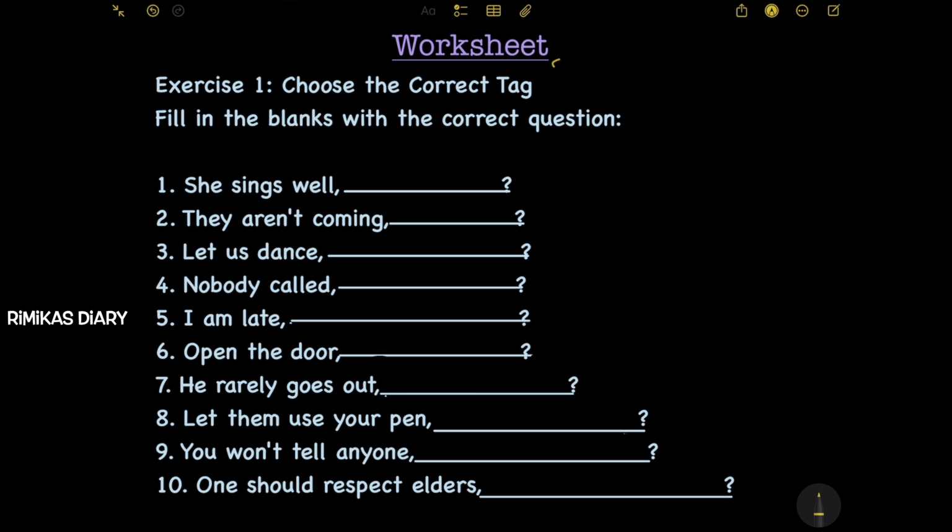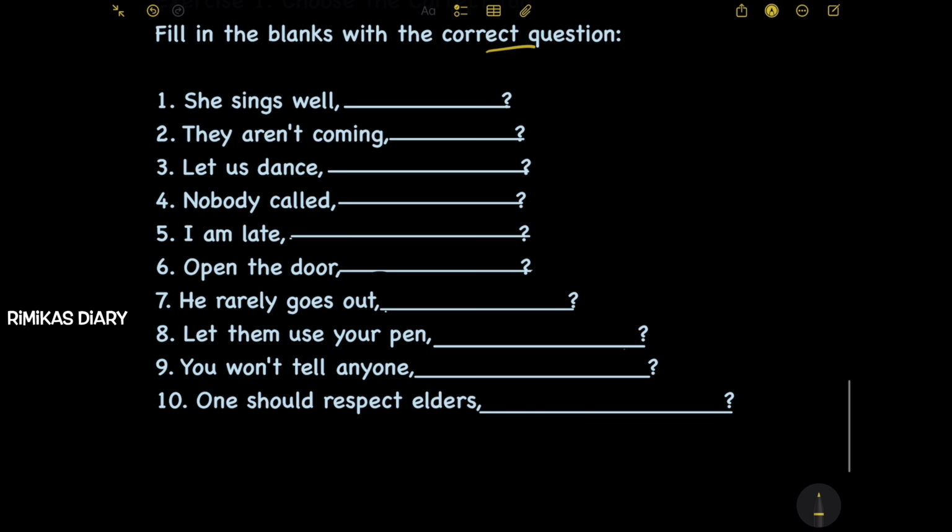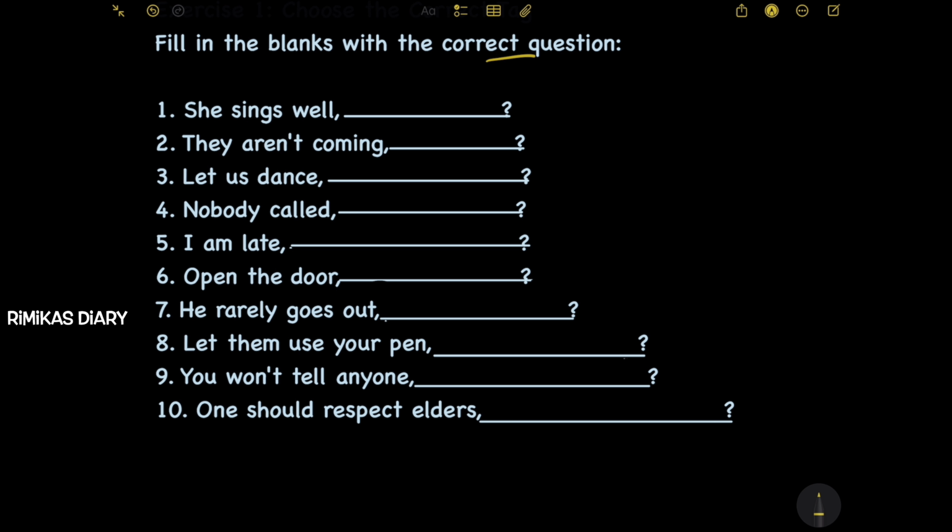Now let's see the worksheet. Exercise 1, choose the correct tag. Fill in the blanks with the correct question tag. She sings well, doesn't she? Next, they aren't coming, are they?